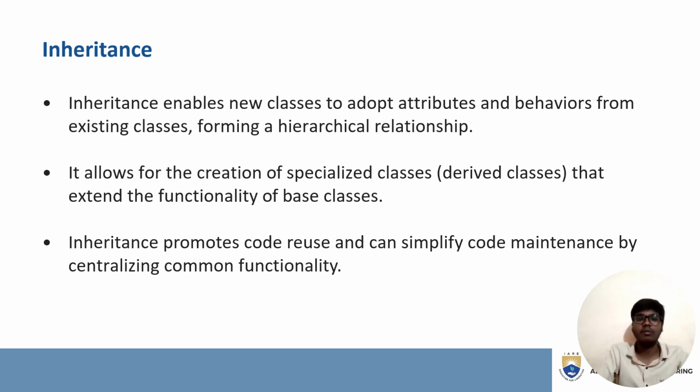Inheritance. Inheritance enables new classes to adopt attributes and behaviors from existing classes, forming a hierarchical relationship, which means by inheritance we can adopt the properties from the parent class to the child class, and by forming a hierarchical relationship, it allows for the creation of specialized classes, derived classes that extend the functionality of the base class. Here we can say that by inheritance, we can create specialized classes which are named derived classes and also extend the functionalities which are there in the base class to these derived classes.